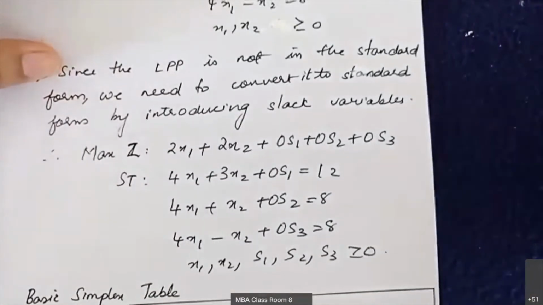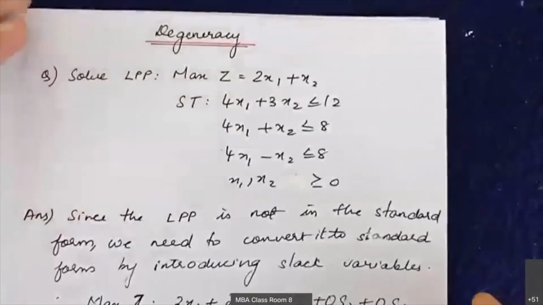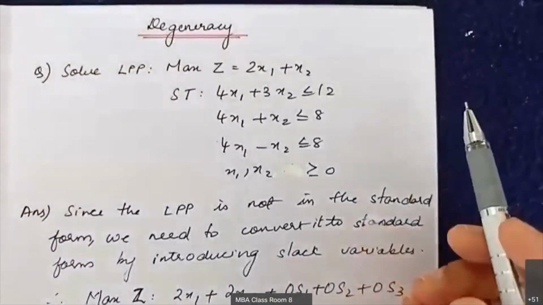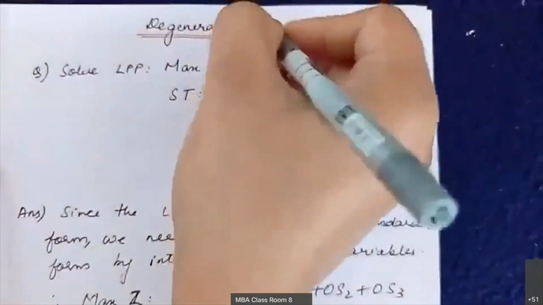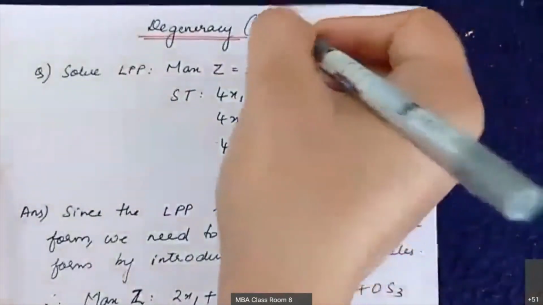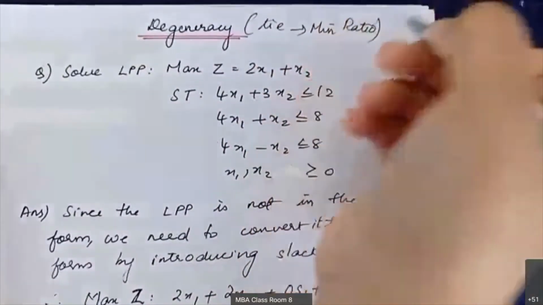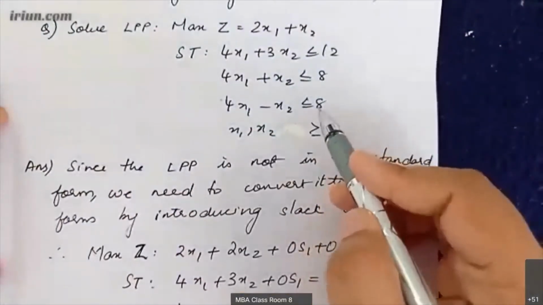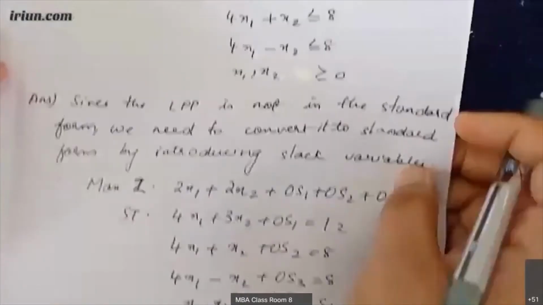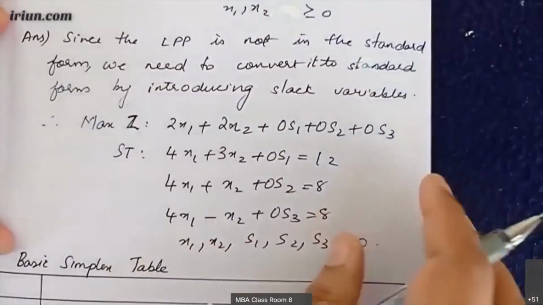Here we have an LPP for explaining the degeneracy problem. So degeneracy is when you have a tie for the minimum ratio. So here we have an LPP. There are three constraints here. I have already written a few so that I can save time.